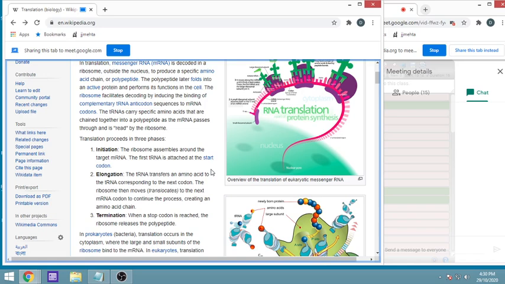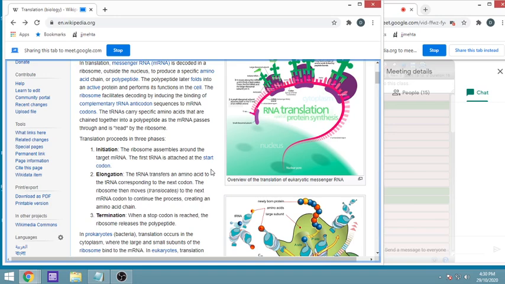So what are these three processes that are taking place? These are initiation, elongation and termination. We have seen these. So initiation, because whenever there is a start codon, then it will start with that. The ribosome will assemble around the target messenger RNA. The first transfer RNA is attached to the start codon. Then one after another, the ribosome will be transferring the amino acid to the transfer RNA corresponding to the next codon. And the ribosome will be moving, that is the translocation, to the next one.